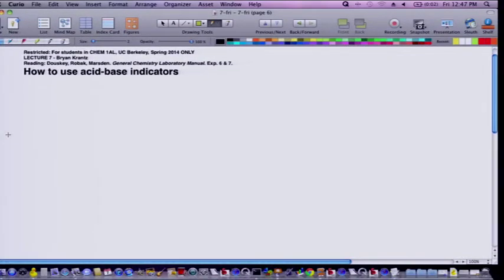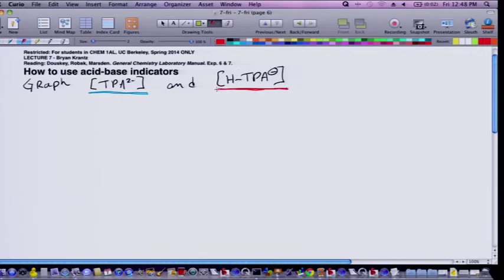So the title of the slide is how to use acid-base indicators, but what I realize is before we do that, one might first want to know how to graph acid dissociation reactions, and that will be very illustrative on how to deal with acid-base indicators, which we'll do next time. And then we'll do a clicker question. So we're going to do a graph, and graphing is a very important skill. We're going to graph the TPA2 minus ion, and we're going to do that in blue. And then we're also going to graph the protonated HTPA minus, and we're going to do that in red. That's not what I did last time, but that's what we're doing today.